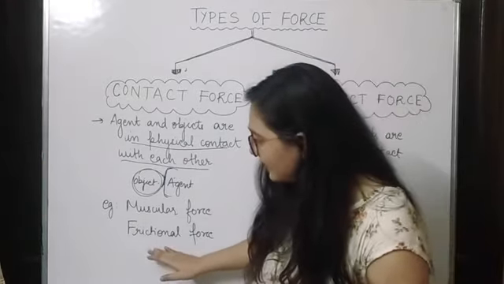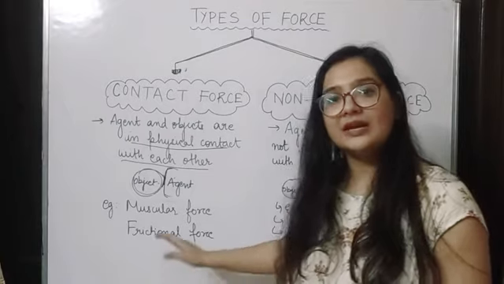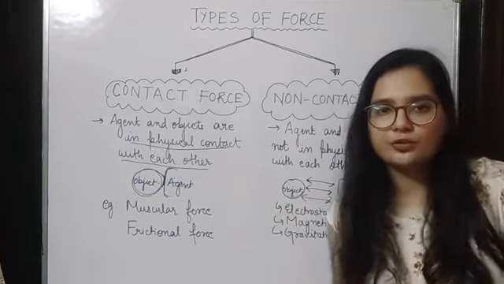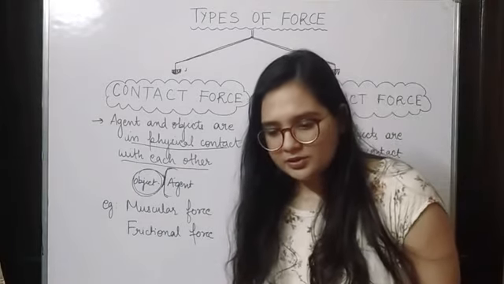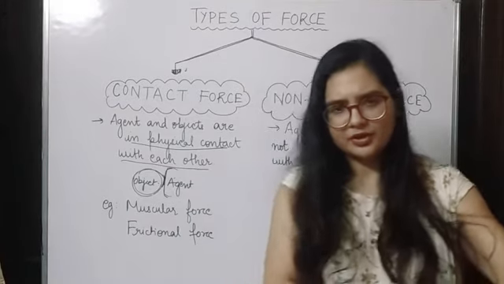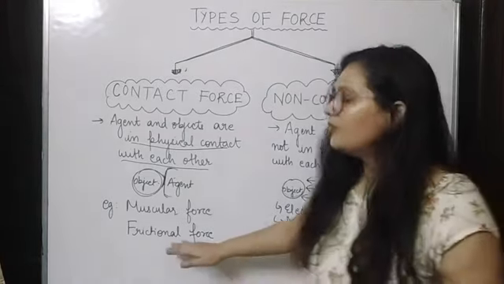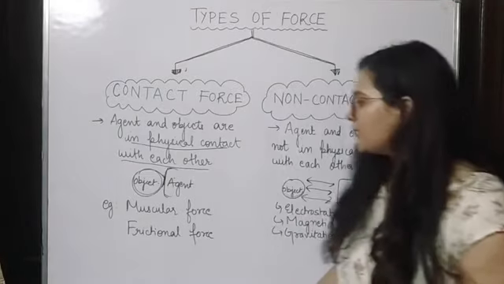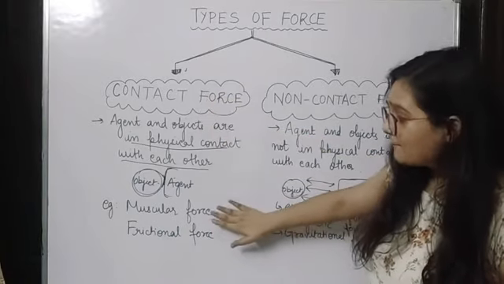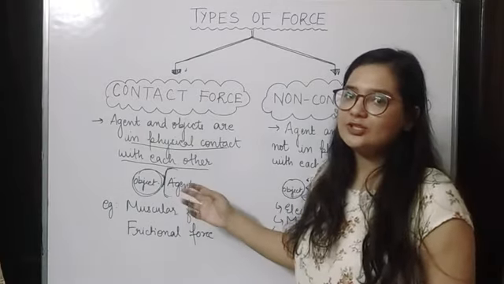The other one we have is frictional force. Frictional force is a force that opposes motion. You might have seen when you throw a ball, right? Initially the ball will move, and after covering a short distance, the ball is going to stop by its own without any force. So that particular force is your frictional force. So these are the two types of contact force, because muscular force cannot work if your object and agent are not in direct contact.